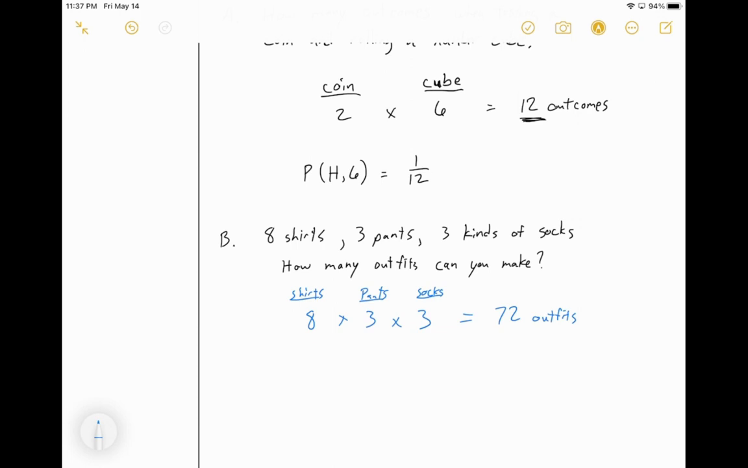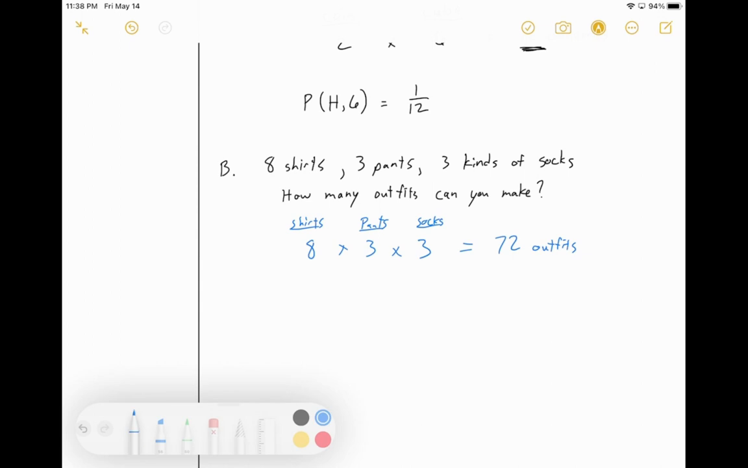So it could be, for example, your black shirt with your jeans, with your low socks, or your blue shirt with your black pants, with your long socks. There's so many different possibilities. And how many possibilities? We know there are 72 different outfits. So the counting principle, again, just tells you how many things are possible, right? How many different ways. Let's do one more just to make sure that we got it.